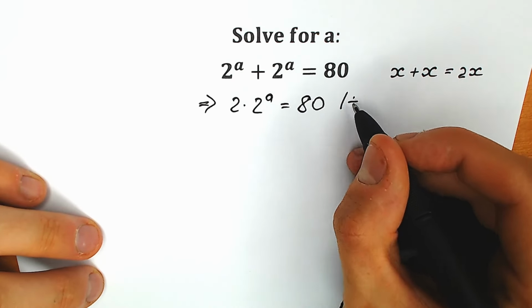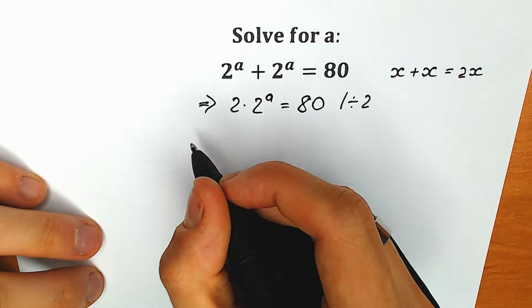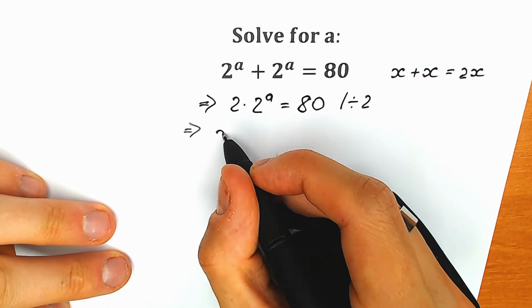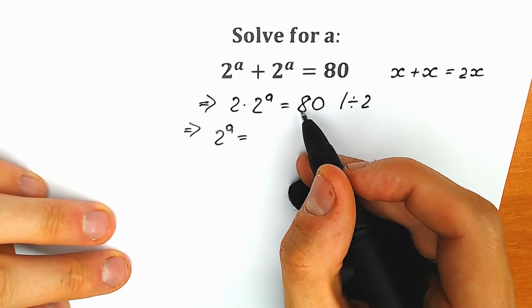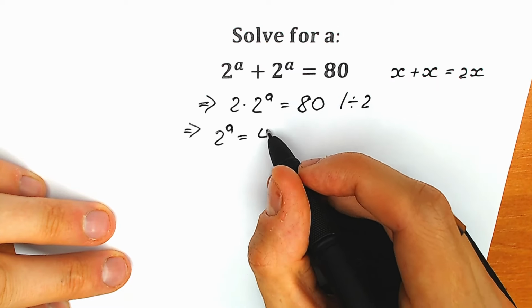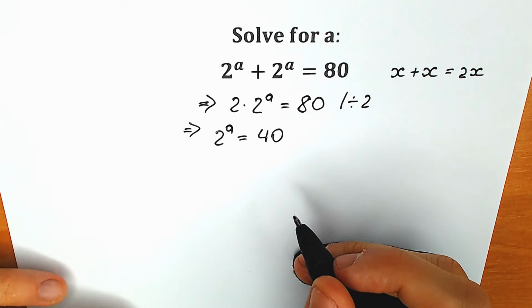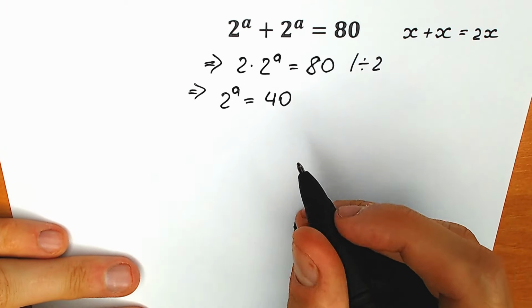Second step, let's divide both sides by 2. Let's do this right now. As a result we have 2 to the power a equal to, so we cancel it from the left side, and on the right side we have only 80 over 2 equal to 40. So 2 to the power a equal to 40. Here is our equation. But how can we solve it?